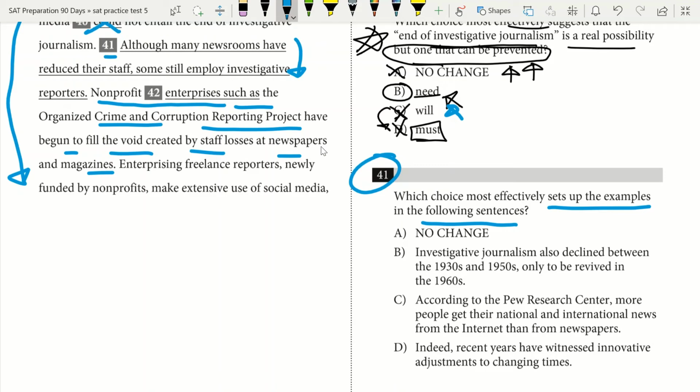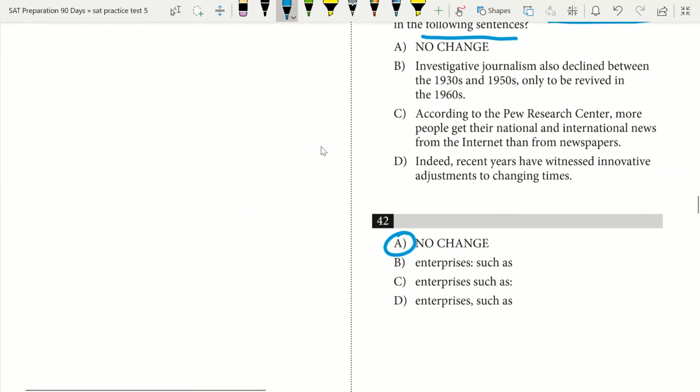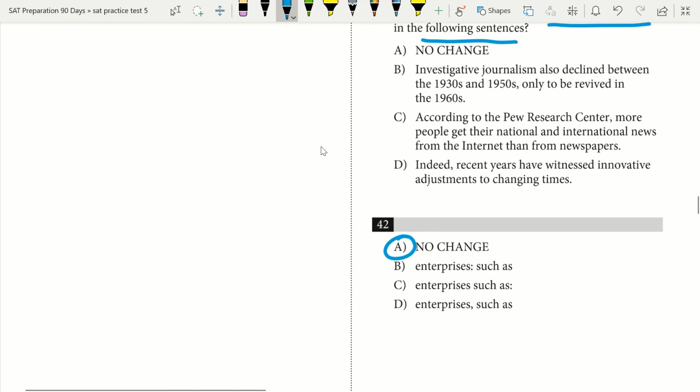Now in this case, you can't do that. If you were to take out such as the Organized Crime and Corruption Reporting Project, then you would be changing the meaning of the sentence, because in this case it is restrictive. So if it's restrictive, you want to have no punctuation before or after such as, but if it is non-restrictive, you would want to have a comma before such as. So in this case it is restrictive, therefore we want the correct answer of A.